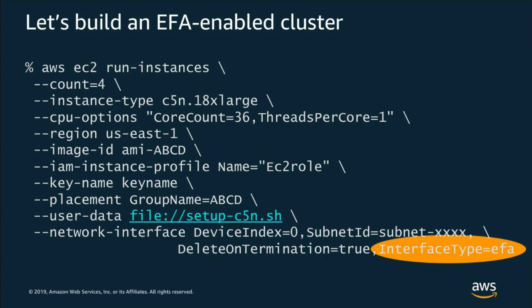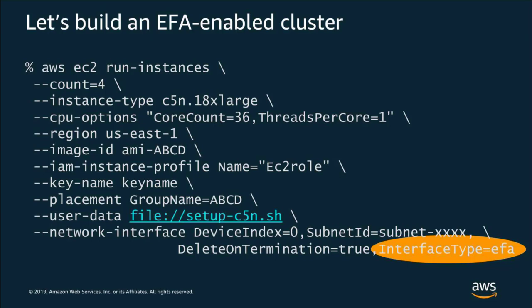If you have user data, it can be added with the user data flag. The driver and Libfabric install script, for example, could be added to that user data script. And finally, the network interface flag is used to call out the EFA device. You can see that in the orange ellipse. And so this is the big difference between the AWS CLI command today and how it was before.